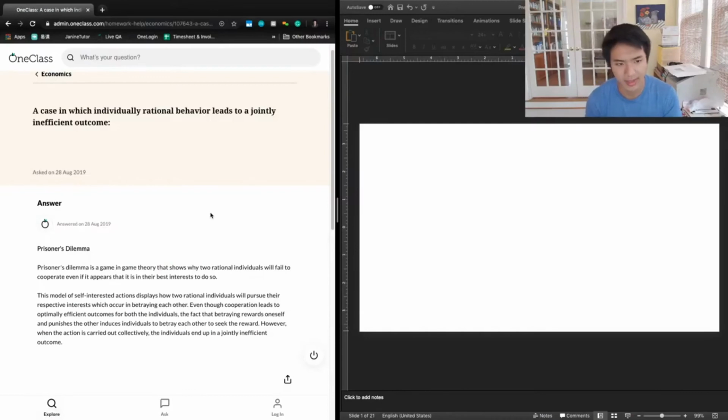So the next question says, a case in which individually rational behavior leads to a jointly inefficient outcome is known as which of the following? And so this is going to go into a little bit of game theory. Game theory is an interesting setup, most well known through the Nash equilibrium or prisoner's dilemma experiment. Well, not really an experiment, more like a theoretical problem.